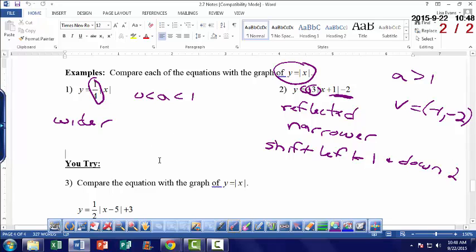Okay, I would like you to try this last one on your own. You're going to do exactly what I did above. I don't want to see it blank. I want to see some answers here. We notice we have a 1/2. We notice we have a -5 and a +3.